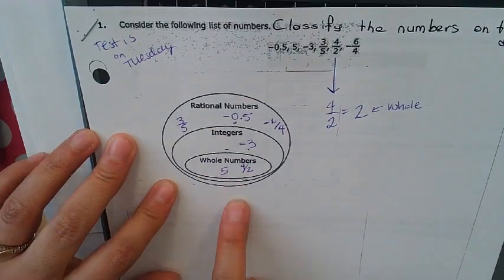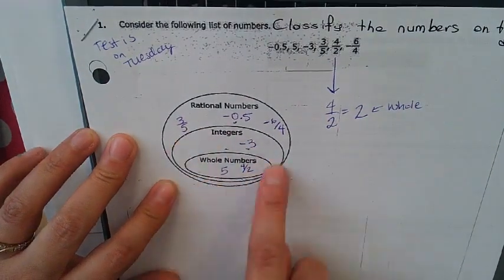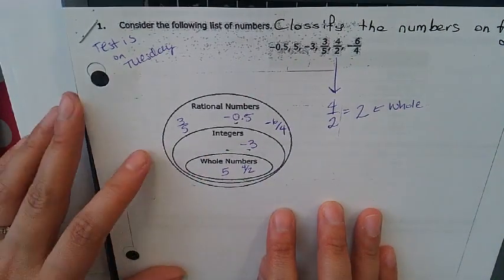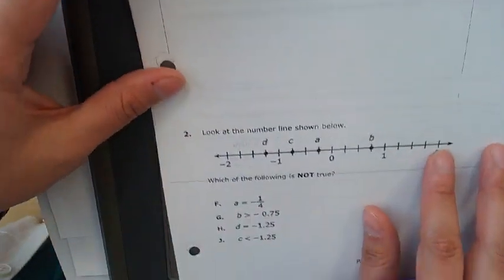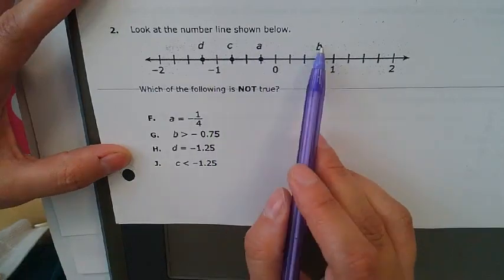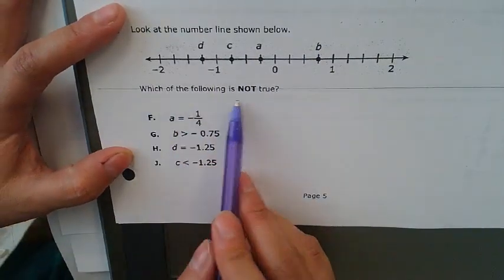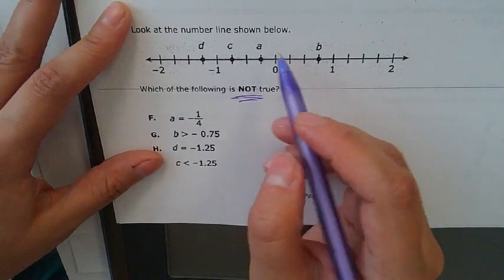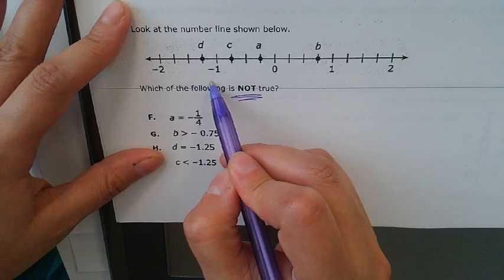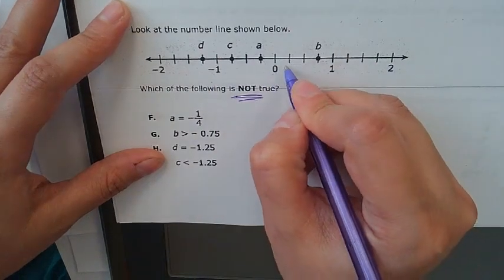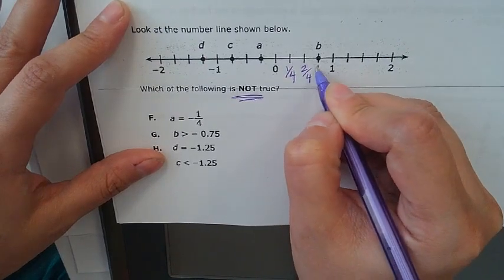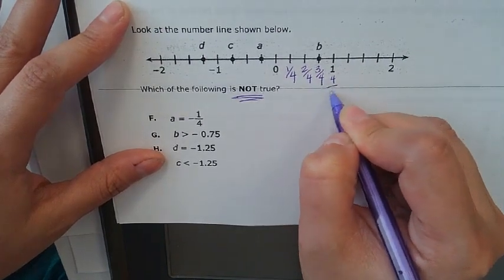That's how you know how to classify the number. Sometimes there's a diagram. Sometimes they just want you to label it or identify them. That's all. Number 2. Here you have a number line with different letters above it. And they want you to find which of the following is not true. So before we do that, we have to know what's in between 0 and 1, 0 and negative 1. So let's break this into 1/4, 2/4, 3/4, then 4 over 4.